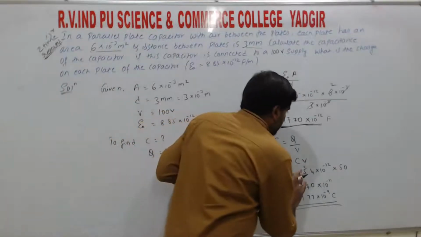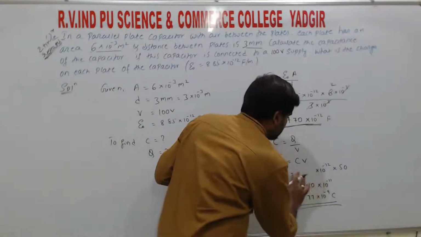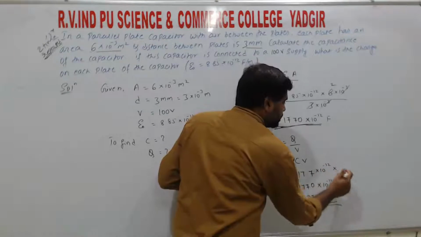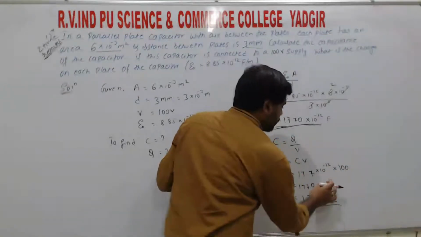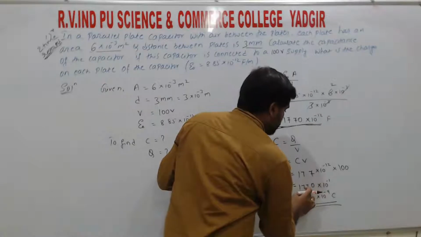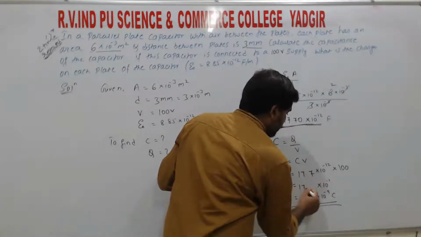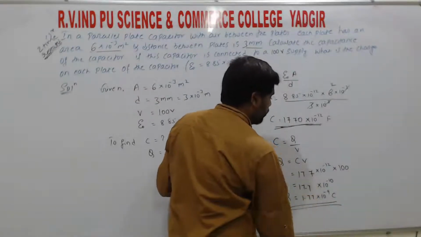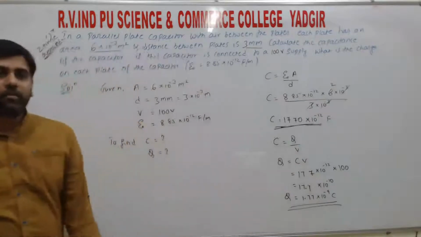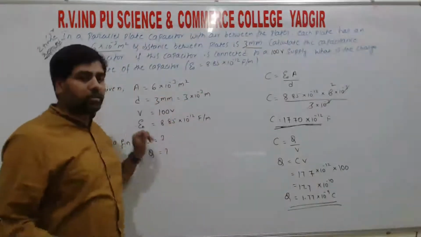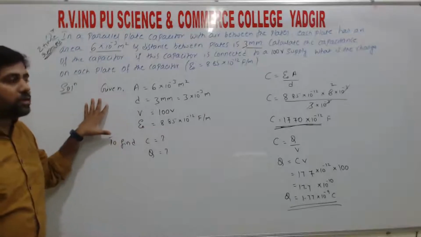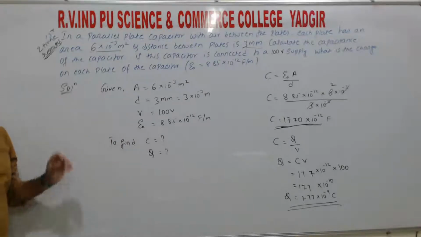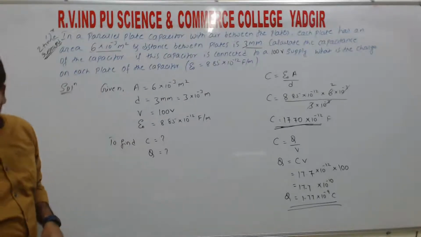So now substitute here. So Q is 17.7 into 10 to the power of minus 12 times the given voltage 100 volt. So it becomes 17.7 into 10 to the power of minus 10, so 1.77 into 10 to the power of minus 9 coulomb, right? So this is the first method. So 3 to 4 times they have asked the same method in the exam, right? So this question they have asked nearly 2 times, the same question, right? So move to the next one.